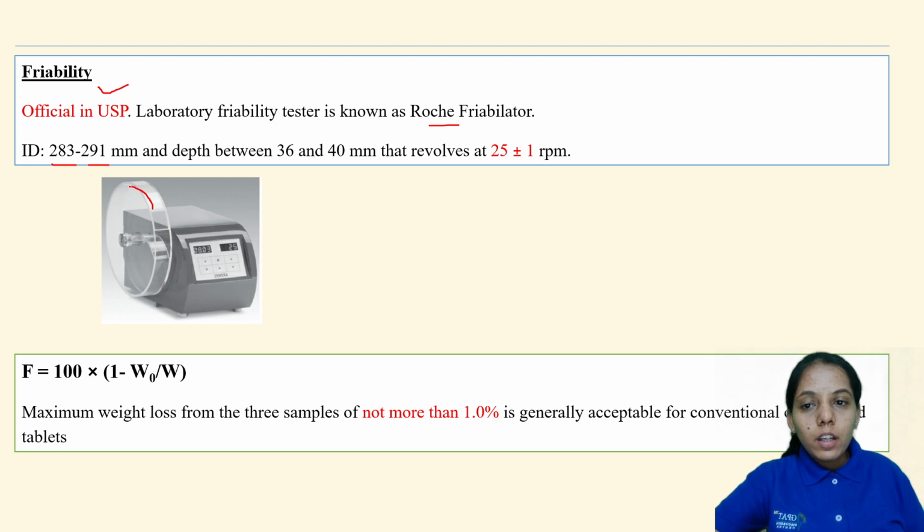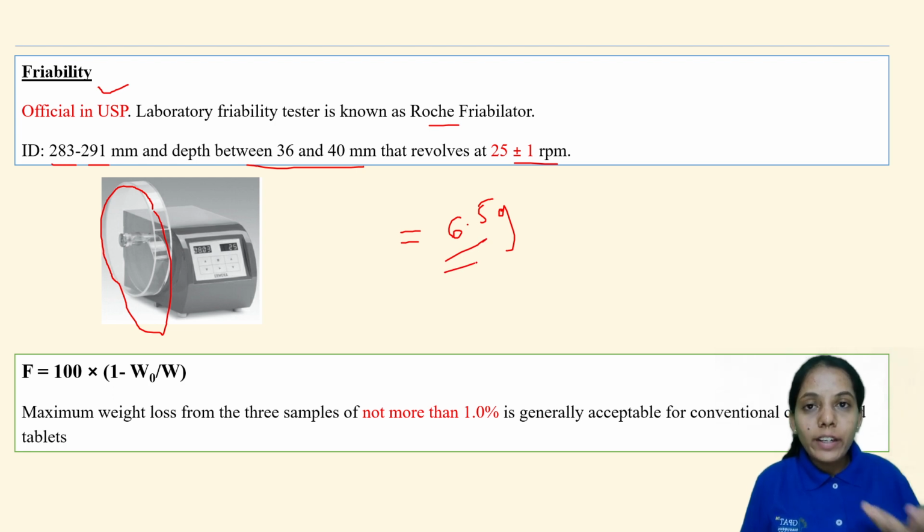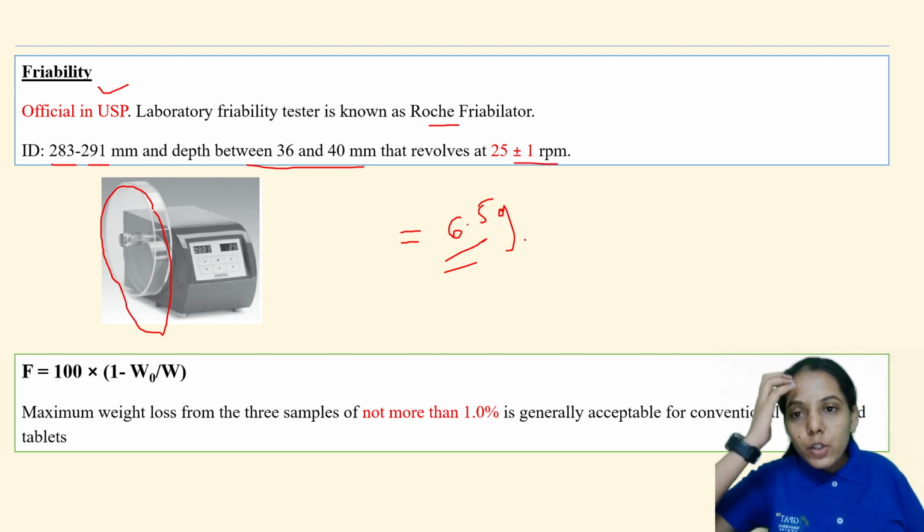Now they are talking about this diameter, the circular one. And the depth is between 36 and 40 mm, and it revolves at 25 plus minus 1 rpm. Basically it depends upon the weight of the tablet. You have to take a total weight of 6.5 gram, depending upon the weight of your tablet. If it is 650 mg, then you will take 10 tablets like that. So the total weight should be 6.5 gram. So that much amount of tablets you have to take.